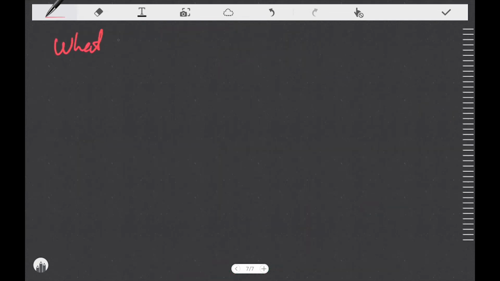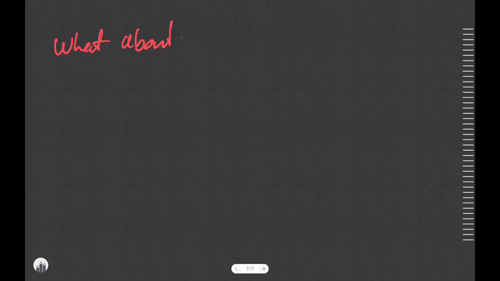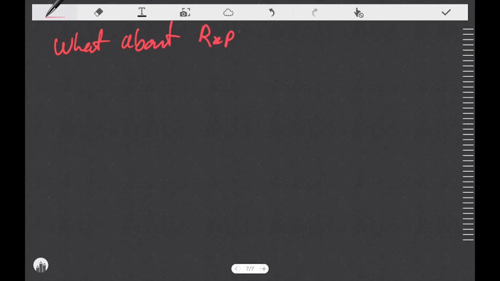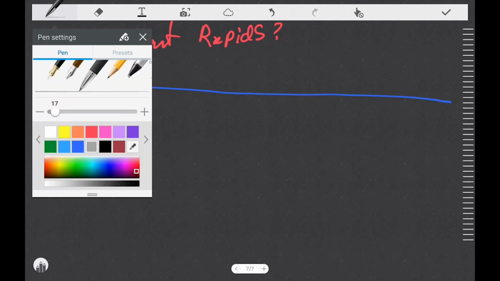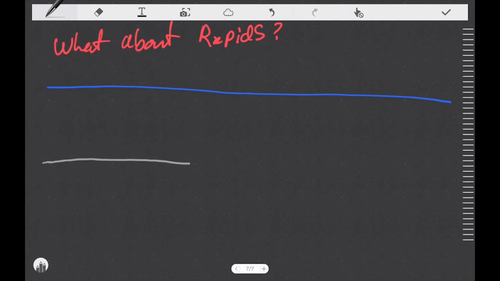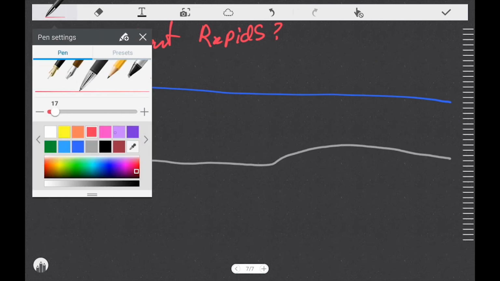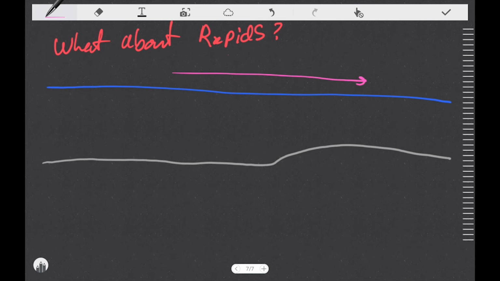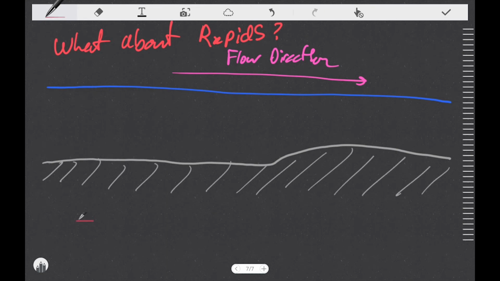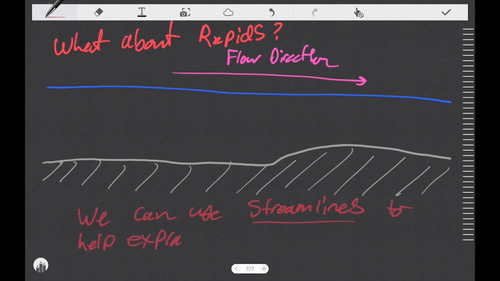There is, of course, an obvious exception to this general rule, and I'm sure that some of you have already thought about it. So what about rapids? Well, rapids occur in an area in a river where the depth abruptly gets shallower. And when this happens, the velocity of the flow goes up, which causes a stronger current. To explain this phenomenon, we can actually use streamlines to visualize the flow. If you don't know how to draw and interpret streamline diagrams, I suggest that you go back to some of my airflow around sails videos.